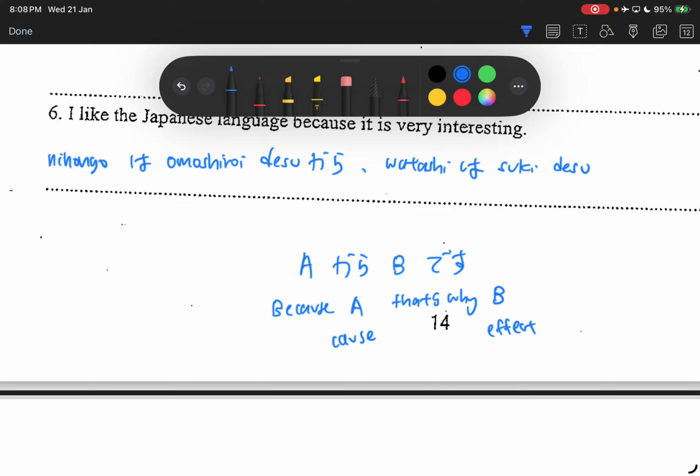What about very interesting? Just here lah. とても. Yeah. Then we just put here とても. Okay? This is wrong. 私は日本語好きです。とても面白いからです。 No, the sentence structure is wrong already. The kara must be in the middle. Okay, so you must start with the cause first. Because A happened, that's why B happened.